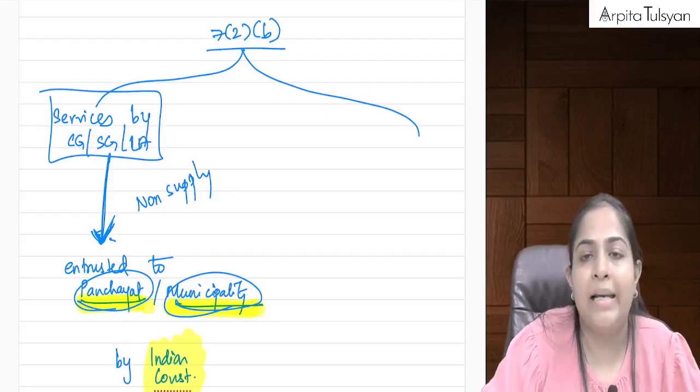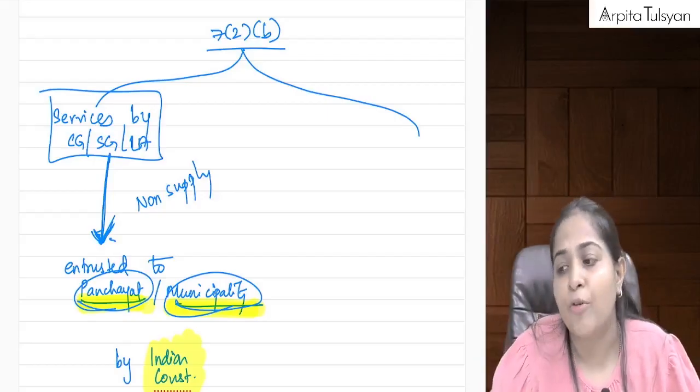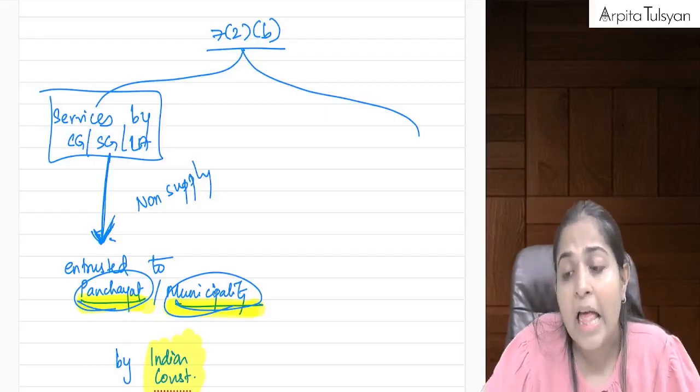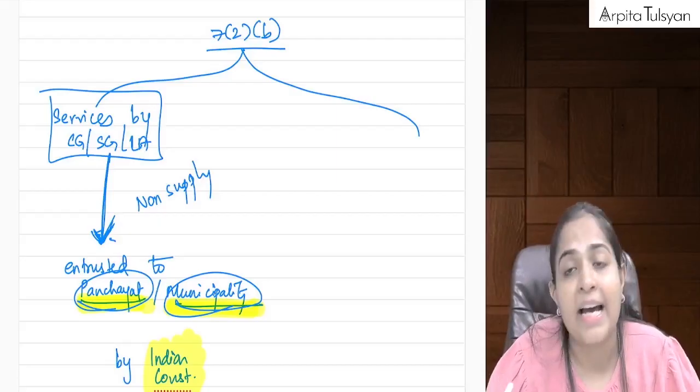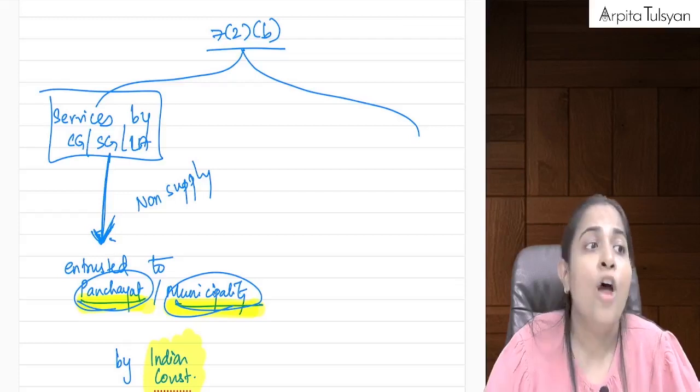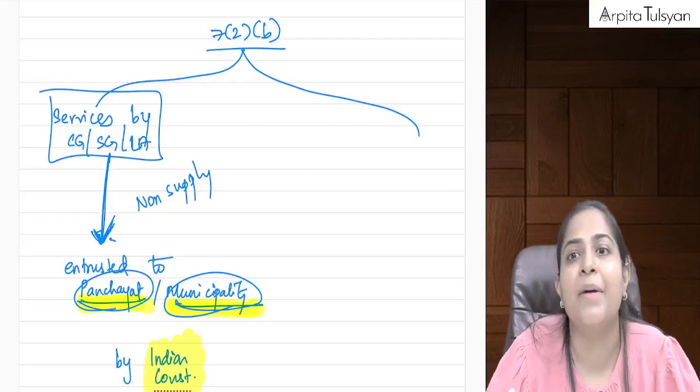Example, maintenance of street lights. That was the work given to the municipality. But let's say that maintenance of street lights is done by the government, for which the government is charging some consideration.